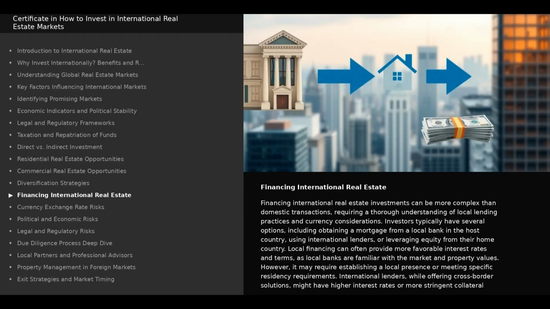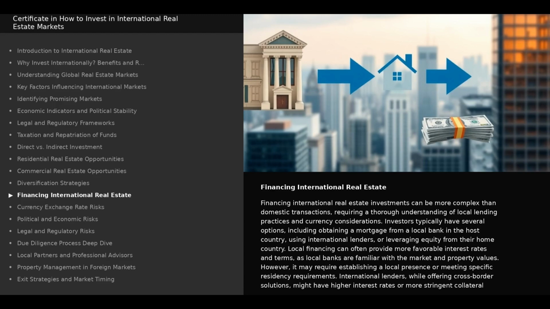Financing international real estate. Financing international real estate investments can be more complex than domestic transactions, requiring a thorough understanding of local lending practices and currency considerations. Investors typically have several options, including obtaining a mortgage from a local bank in the host country, using international lenders, or leveraging equity from their home country.